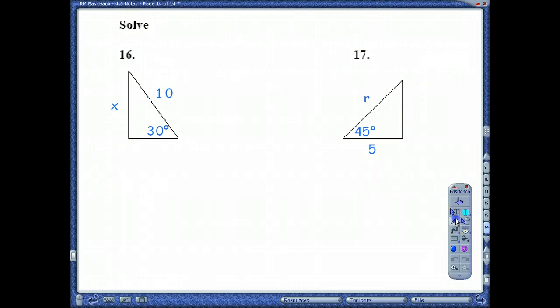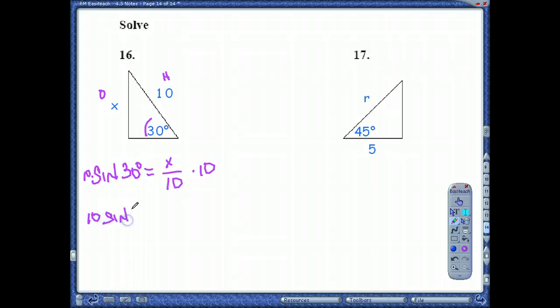Look at the angle that you have, 30. This is the opposite side. This is the hypotenuse. So which trig function is going to link all three of those pieces of information together? Well, sine. So that's going to be the sine of 30 degrees is going to equal opposite over hypotenuse, so x divided by 10. So what would I do to solve for x? Multiply by 10. So 10 times the sine of 30 degrees equals x.